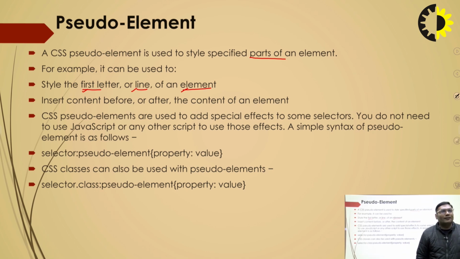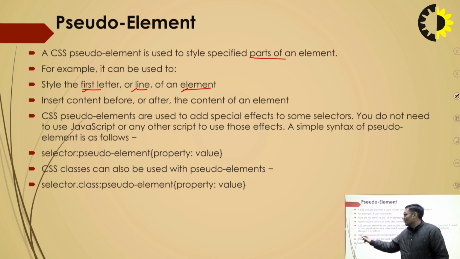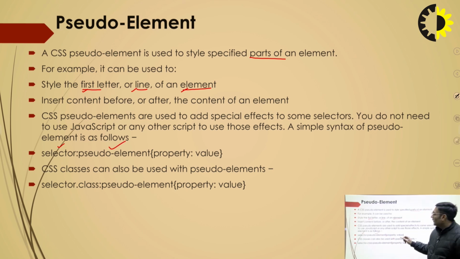Pseudo elements are used to add a specified effect to some selector, and you don't need to use JavaScript or any other script to make that effect. We just write first the selector, then the pseudo element, then the style that we want to apply: we write the property, then colon, then its value.